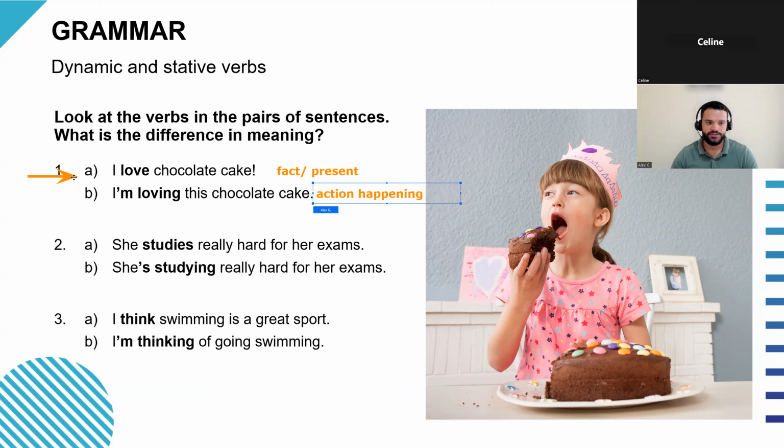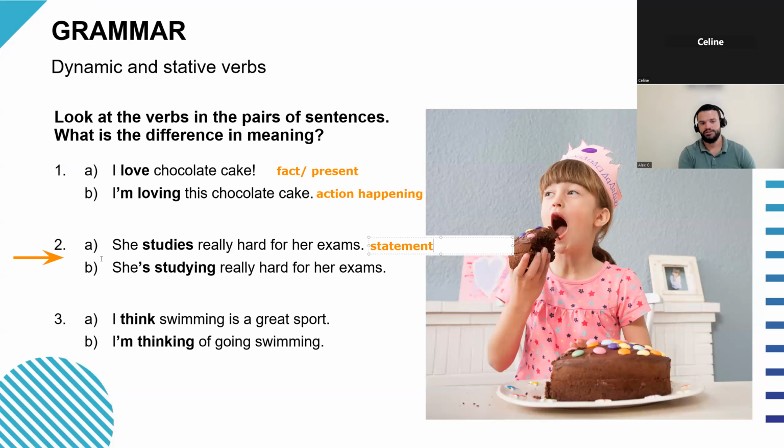Celine, can you read number 2? She studies really hard for her exam. Very good. Is this a statement? Yeah, this is a statement, something that's happening in the present, the simple present.